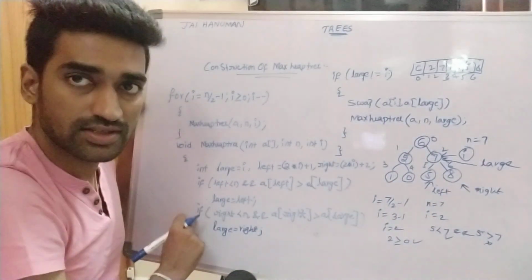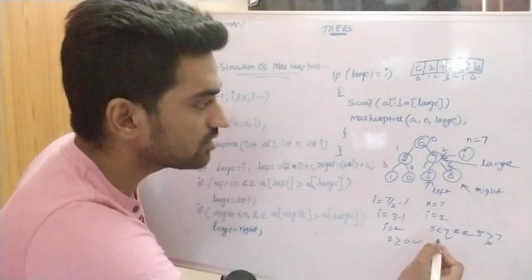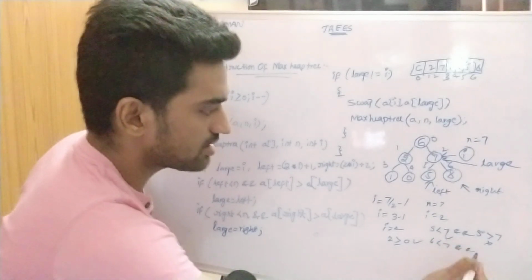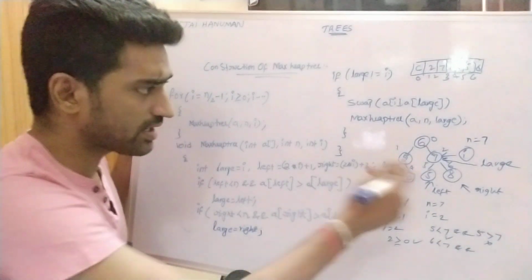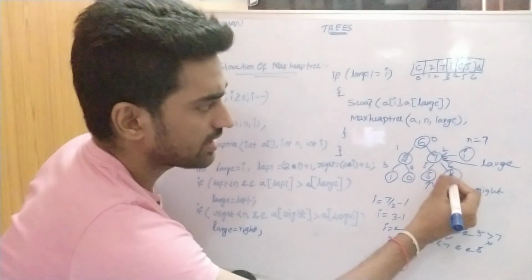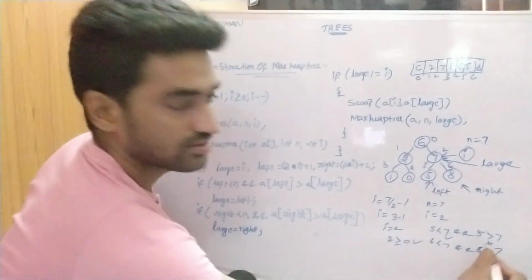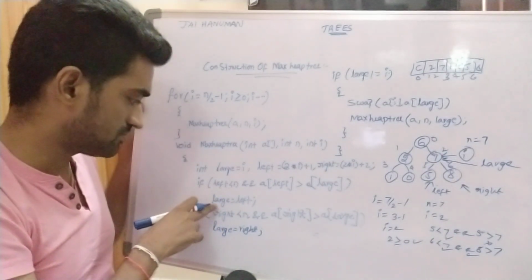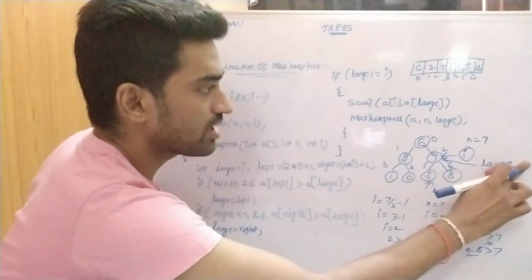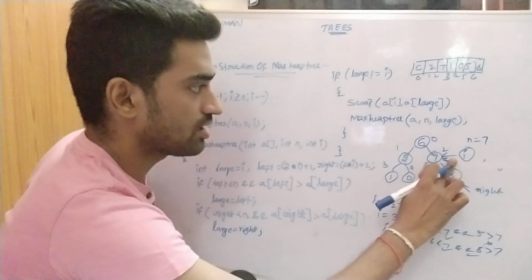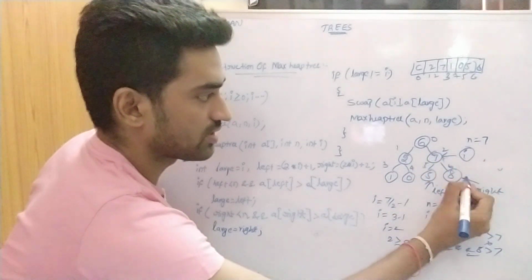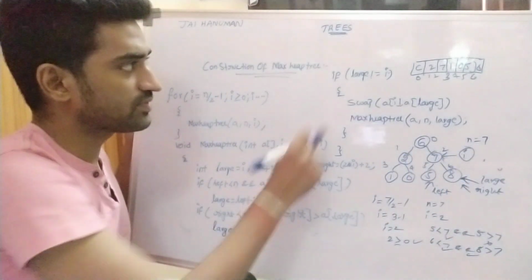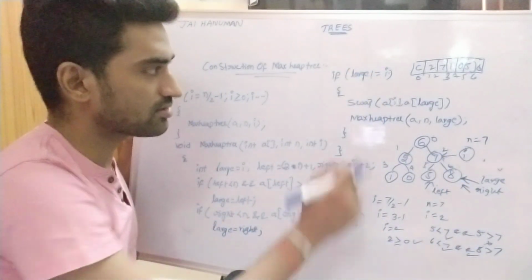Again we are checking the condition. Right less than n. What is the right value? What is the right index value? 6 less than 7. Logical end of right, 8 greater than large, 7. Both are true. So that's why large value is said to be right. Now large value becomes this one, right? So after completion of this one, large not equal to I.